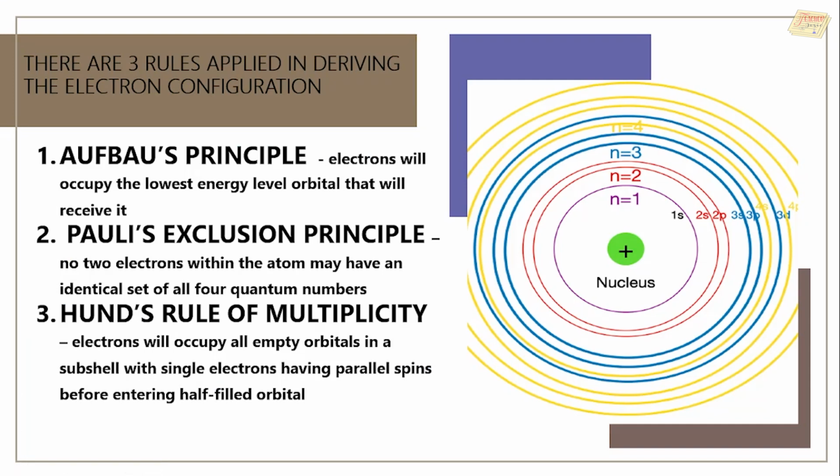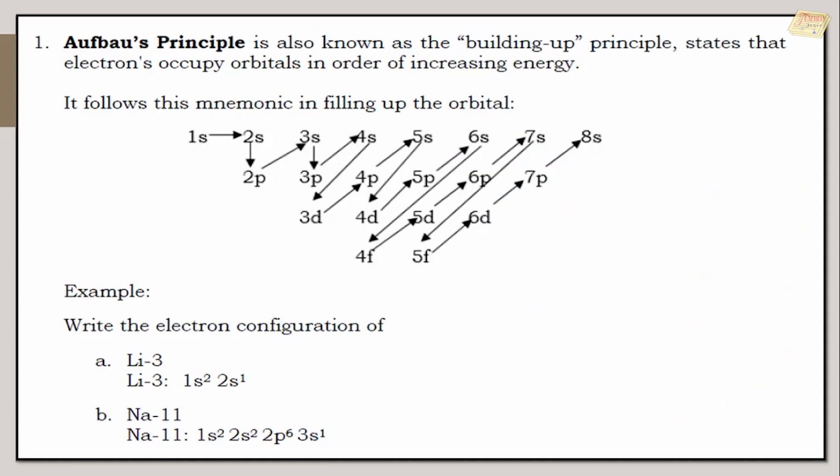Now, there are three rules applied in deriving the electron configuration. One is the Aufbau principle, where electrons will occupy the lowest energy level orbital that will receive them. The second, Pauli's exclusion principle: no two electrons within the atom may have an identical set of all four quantum numbers. Third, Hund's rule of multiplicity: an electron will occupy all empty orbitals in a subshell with a single electron having parallel spins before entering a half-filled orbital. Now let us discuss each principle.